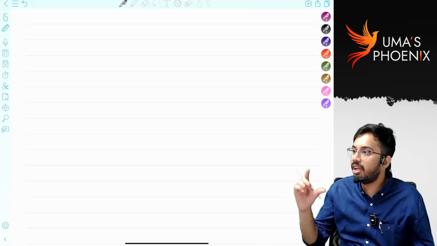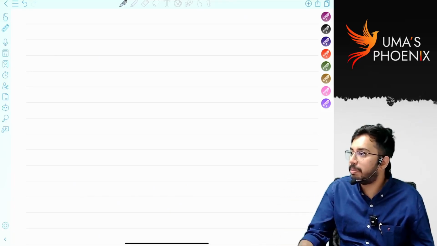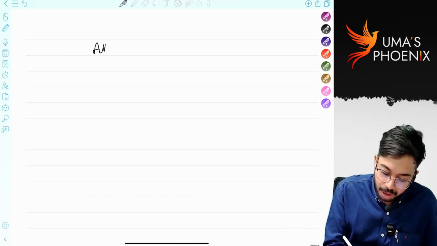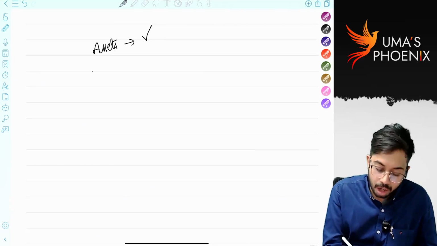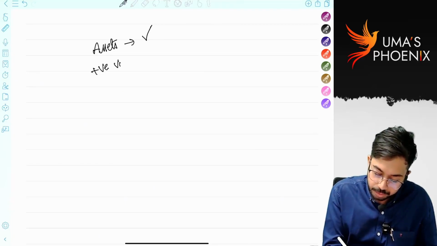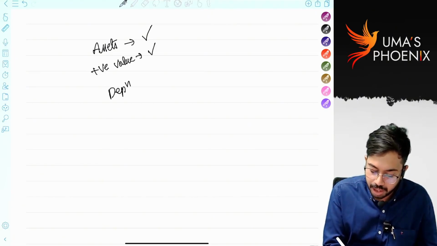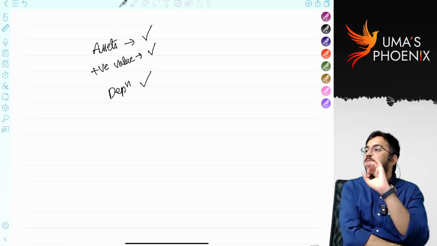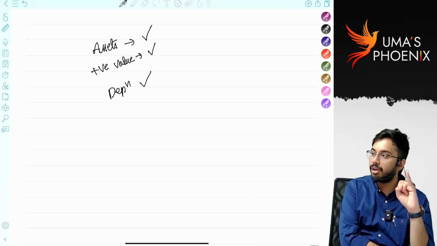in the block there will be assets, right? In the block there will be some depreciable value. Only if there are assets in the block, and the block is having positive value, then only depreciation is allowed. So two conditions are there for allowance of depreciation. First, there should be some assets in the block, and the block shall have some positive value.